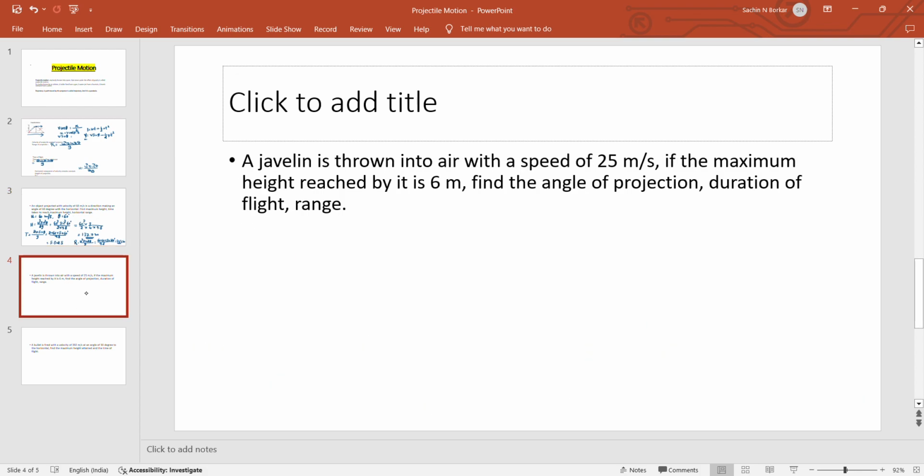Let's see another question. A javelin is thrown into the air with a speed of 25 meter per second. So u of this projectile is 25 meters per second. Maximum height reached by it is 6 meter. H is 6 meter. Angle of projection theta is the question here. Duration of flight, time of flight, we have to find. Range of the projectile we have to calculate. R is equal to question mark.